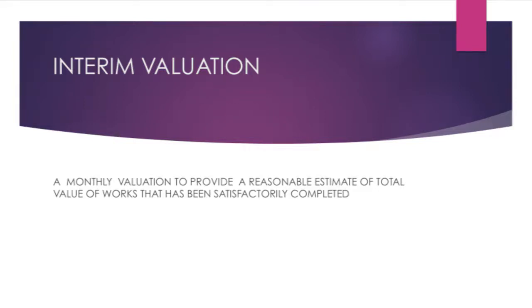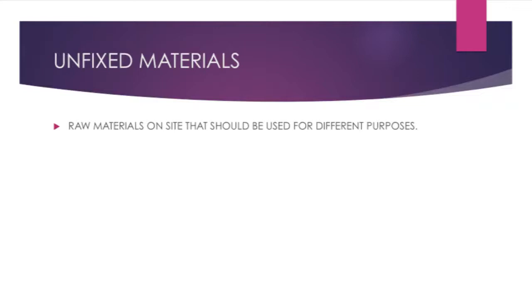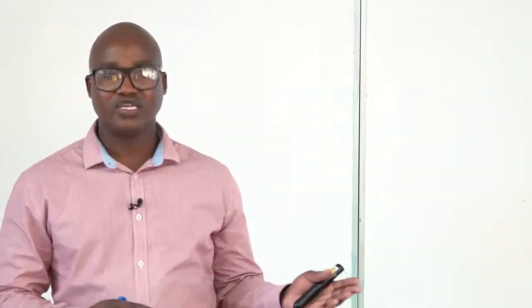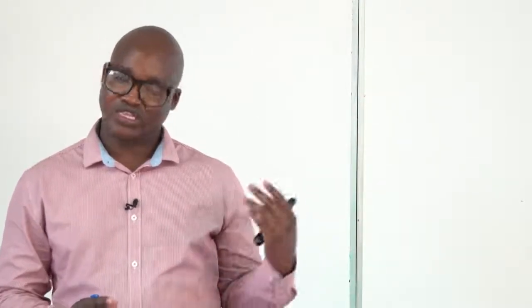In our next slide, we also have the unfixed materials. The unfixed materials are the raw materials on site that should be used for different purposes. For example, we have the sand, we have the stones that are not fixed. So those are the ones that we call the raw materials.